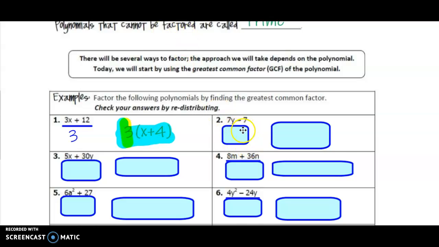All right, so for number 2, both terms have a 7, so 7 is my greatest common factor. So I divide each thing by 7. I put the 7 on the outside because that's the greatest common factor, and inside I write what I got when I divided. So 7y divided by 7 gives me just y, and negative 7 divided by 7 gives me 1. So my final answer is 7 times y minus 1.